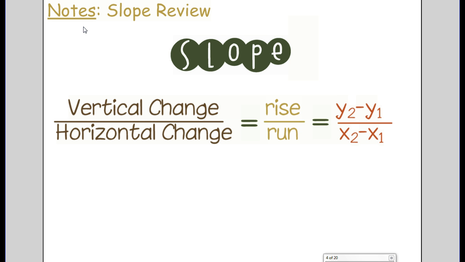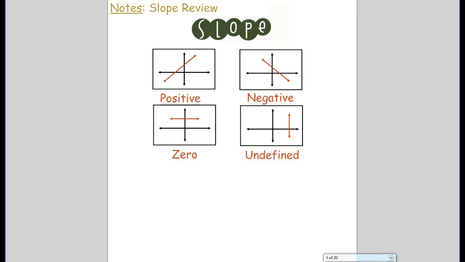Y minus y over x minus x. There's an easier way to write that. What is it? Something with a triangle. Delta y over delta x. Delta just means subtract. That's all it means. Delta y means subtract the y's, and delta x means subtract the x's. So change in y over change in x. Y would be your vertical one, and x would be your horizontal. So all of these mean the same thing. It ties back with slope.